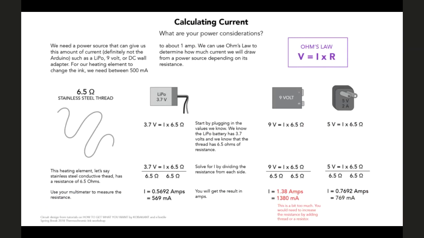But here are some different examples of how you can calculate the current you need and then the power source that you should use. So basically, you have a certain amount of energy that you can use in your power source, and that will help determine how long your heating element should be and the amount of resistance that it needs to have.